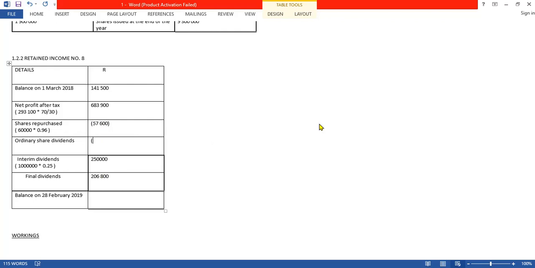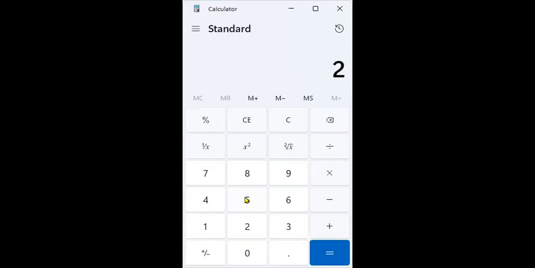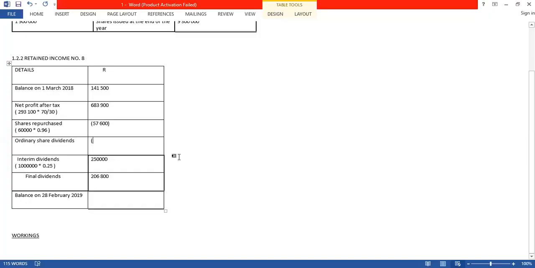Let me share my calculator with you guys so that we can calculate. 250,000 plus 206,800 gives us 456,800. We are going to record 456,800 here, right? And 456,800 is our ordinary share dividends.